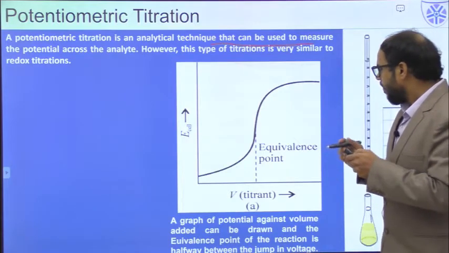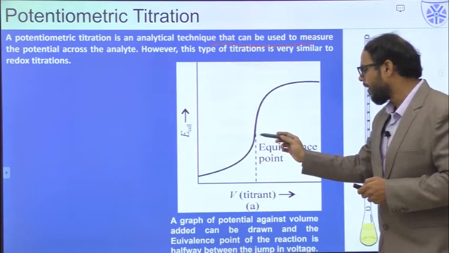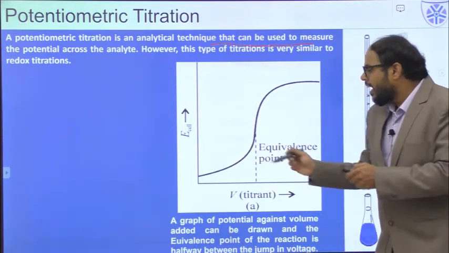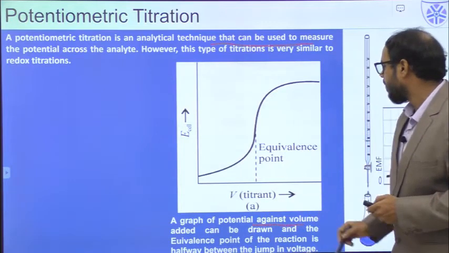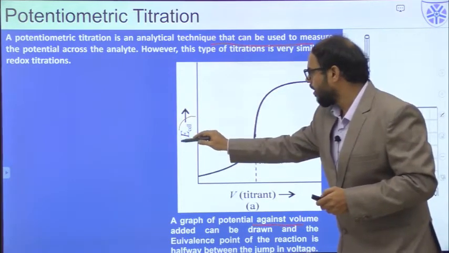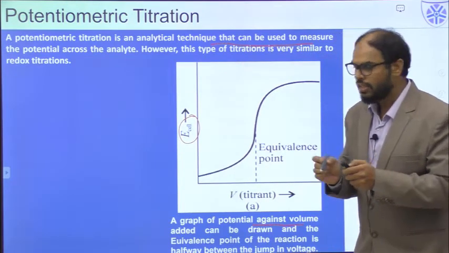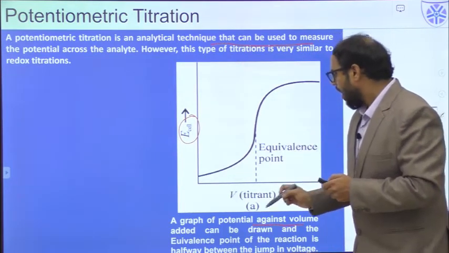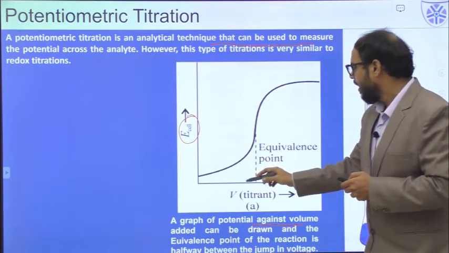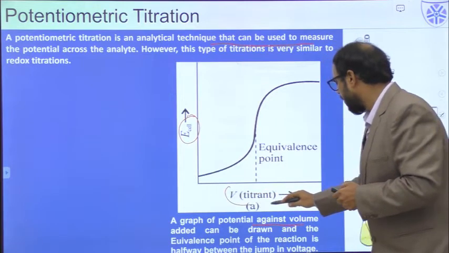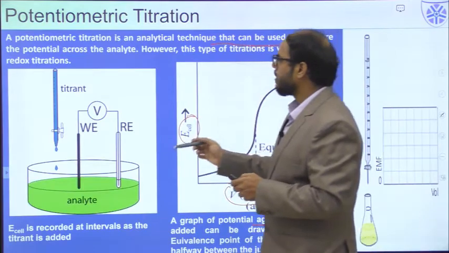And finally, we are going to plot a graph, and from the graph we can find out the equivalence point. The graph is nothing but the potential against the volume of the titrant added. This potential, which keeps on varying, we are going to record using this potentiometer, and the variation of cell potential of the analyte is measured with the volume of the titrant added. We are going to get a sigmoidal curve.